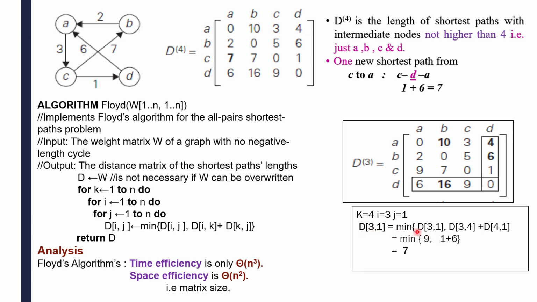That is equal to min of d of i j, where i value is 3 and j value is 1 here, comma, d of i comma k, where i value is 3 and k value is what now? 4. Here d of 3 comma 4 plus d of k j, where k value is 4 and j value is 1 here. Okay, so min of d of 3 1.